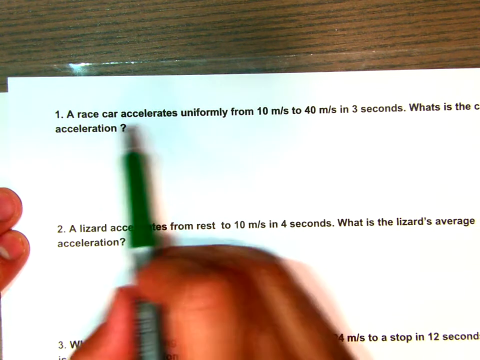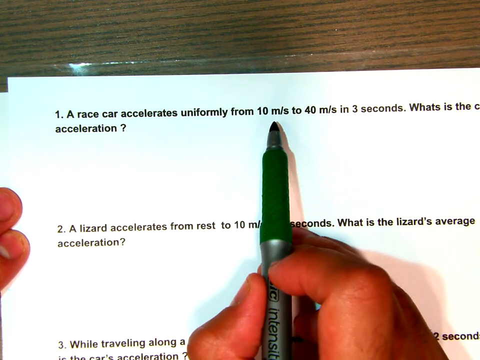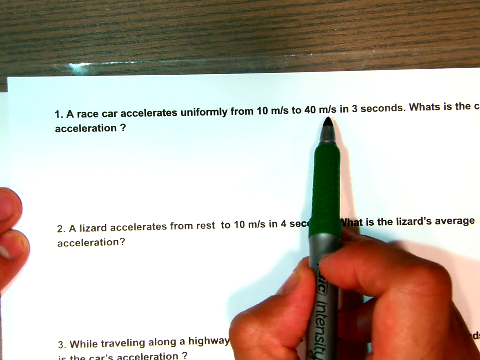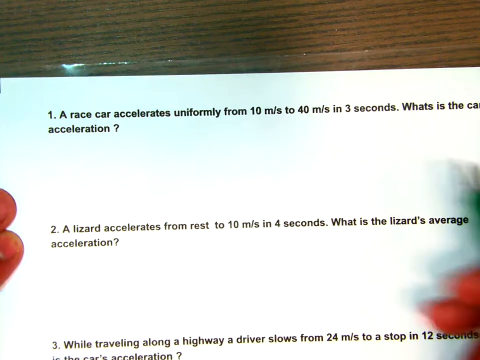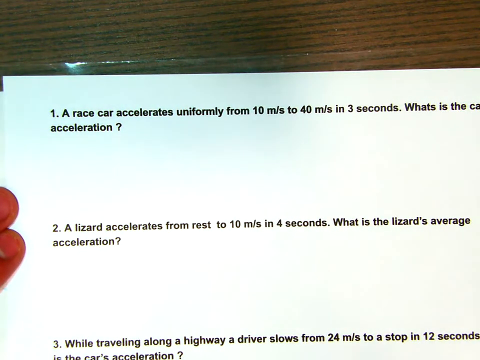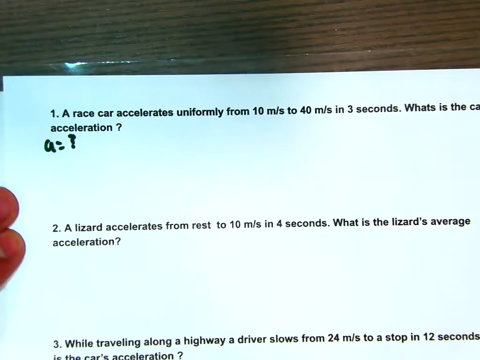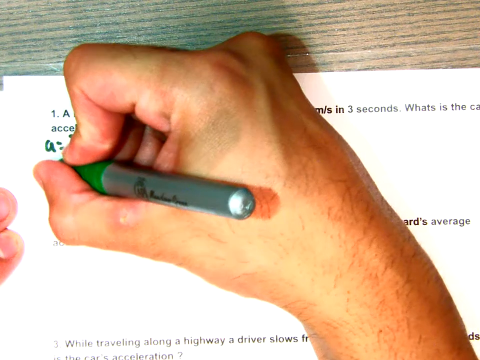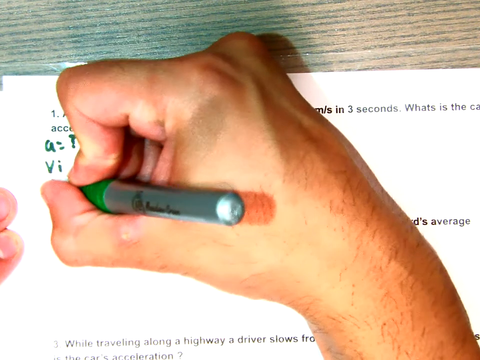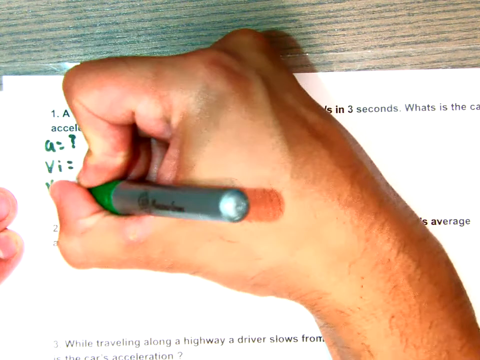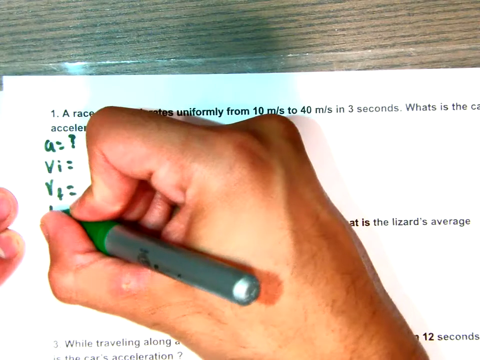So it says a car accelerates uniformly from 10 meters per second to 40 meters per second in 3 seconds. What is the acceleration? Okay, so I don't know acceleration, so I'm going to put a question mark. I'm going to list everything: V initial, V final, and last of all, time.